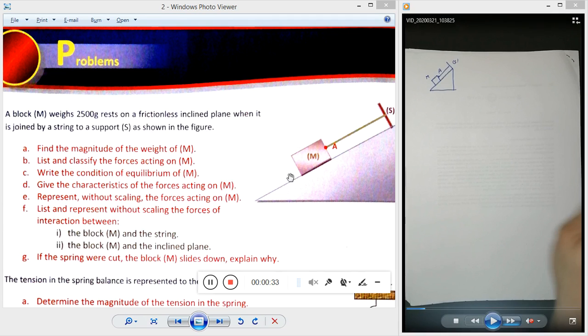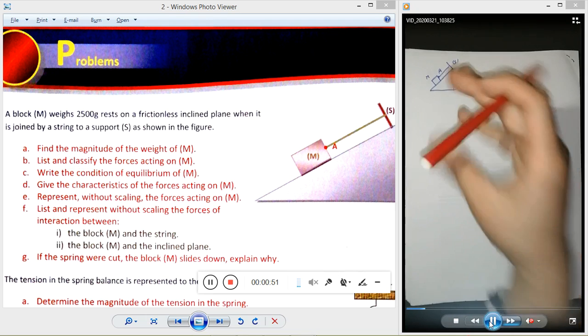Main. It's joined by a string حبل. دايما لما نشوف string we say that there is the force called tension. And when we see a support طاولة أو أرض, we say that there is a normal force. Okay, we'll get into that in the coming question. First, find the magnitude of the weight.